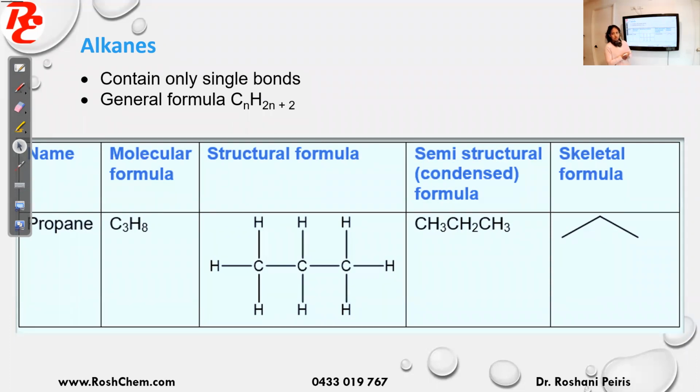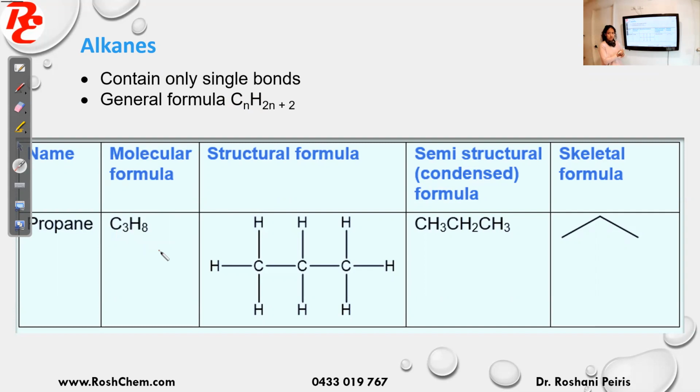And their general formula is CnH2n+2. So you can see the general formula of an alkane is CnH2n+2. Which means if the number of carbon atoms is n, the hydrogens will be twice n plus 2. So for example, if I take 3 carbons, the hydrogens will be twice 3, which is 6, plus 2, 8. Therefore, I say the molecular formula is C3H8.